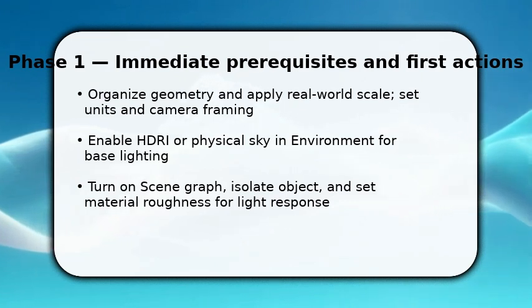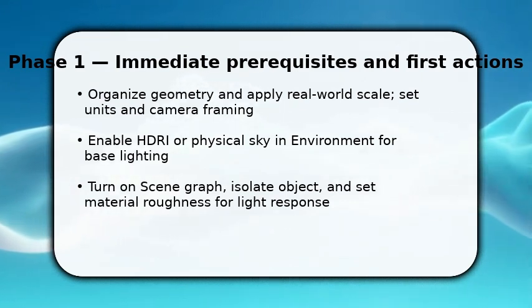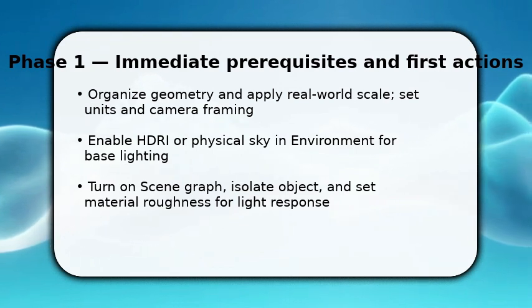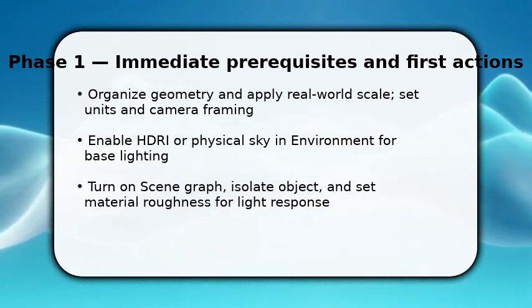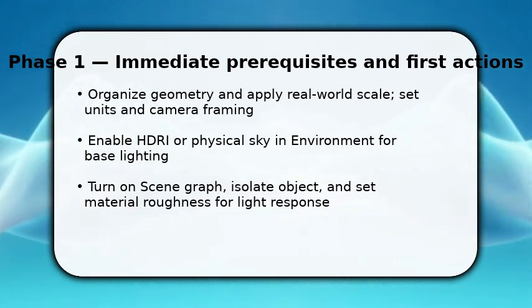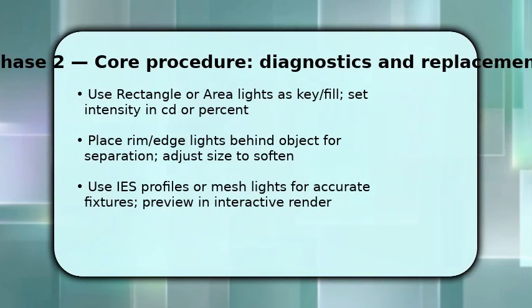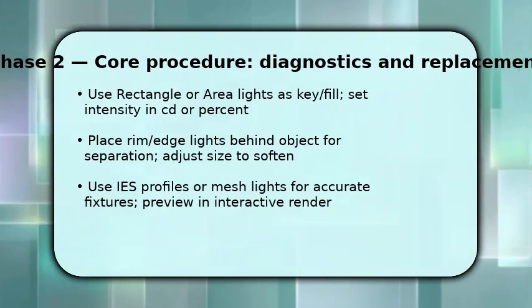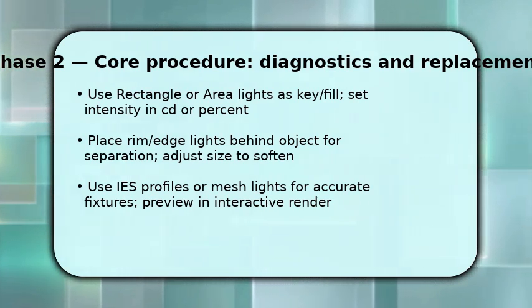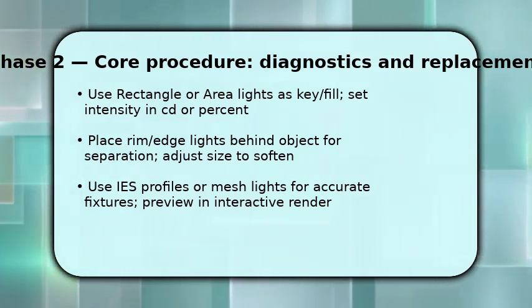Make sure to isolate the object in the scene graph so you can preview changes quickly and adjust material roughness now, because that controls highlights and specular response when you add your key lights. Now add lights. Create a rectangle or area light as your key source, position it to define form, and set intensity using candela or relative %, because numeric control prevents guesswork.